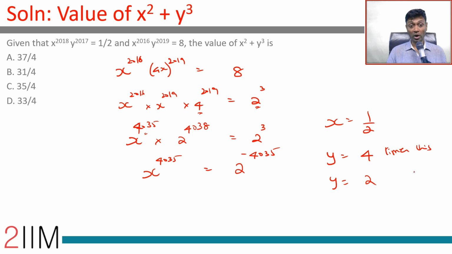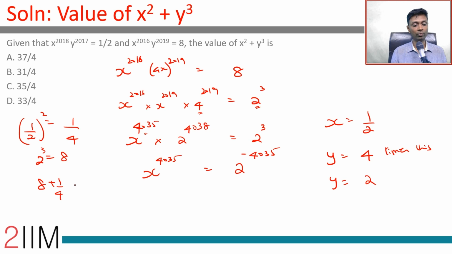x^2 + y^3 is what we need to find. So x^2 is (1/2)^2, which is 1/4. y^3 is 2^3, which is 8. 8 plus 1/4. 32/4 plus 1/4. 33/4. Now for the negative part, we know that x^2018 is positive. x^2016 is positive. So y has to be positive. But x could have been technically plus half or minus half. Remember, we're not dealing with x, we're dealing with x^2, so it doesn't really matter. This will continue to be the answer.